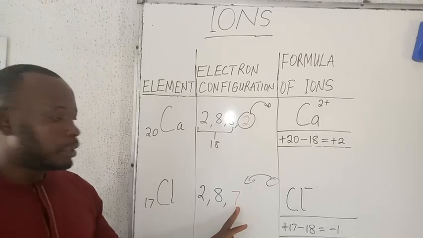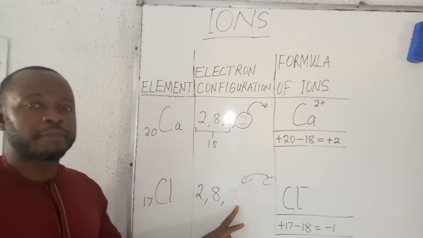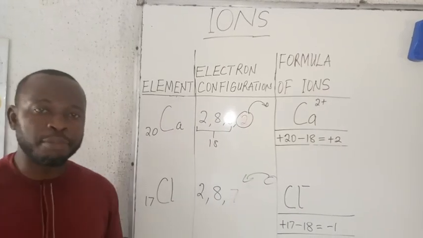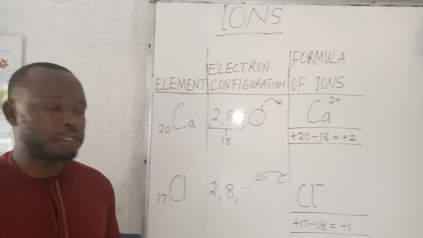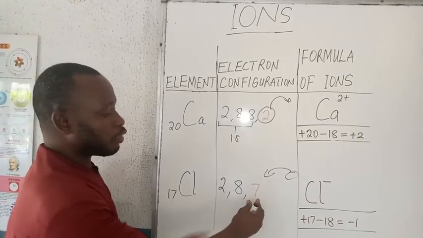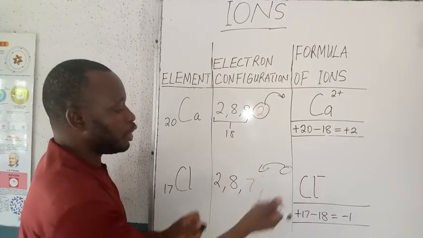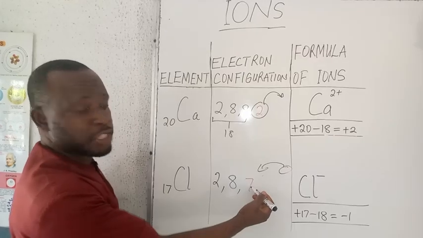Why? It is to complete the number of electrons in the outermost shell, 8, which we call a stable electron configuration. And for this element, chlorine, to have a stable electron configuration in the outermost shell here, it has to gain just one electron into this outermost shell.